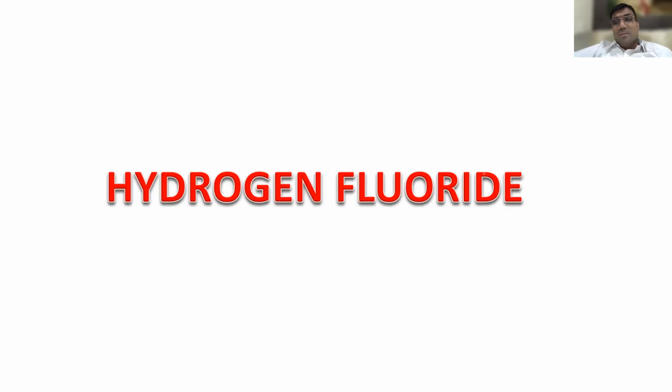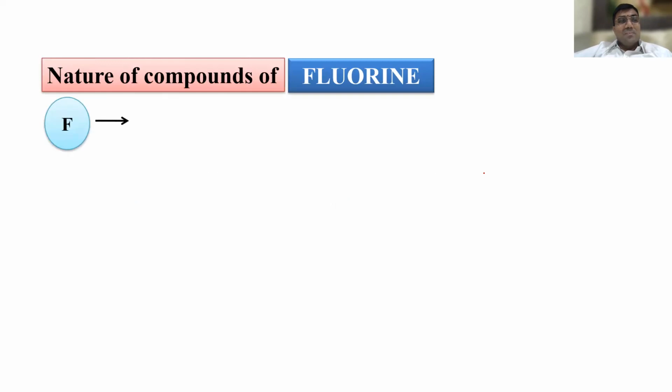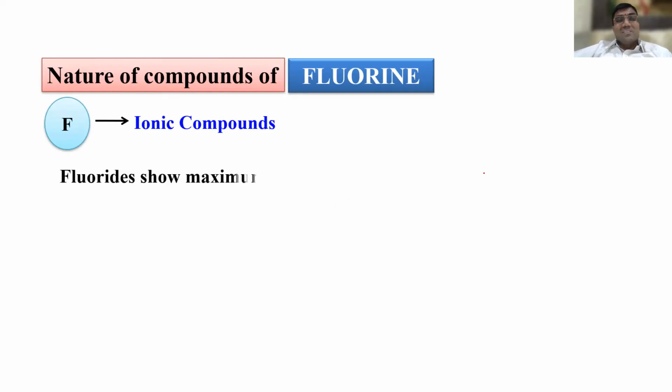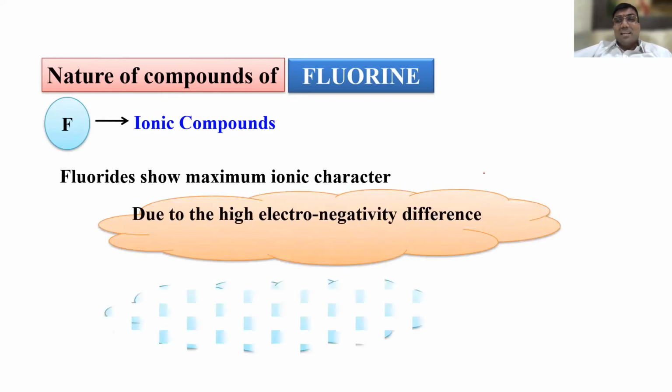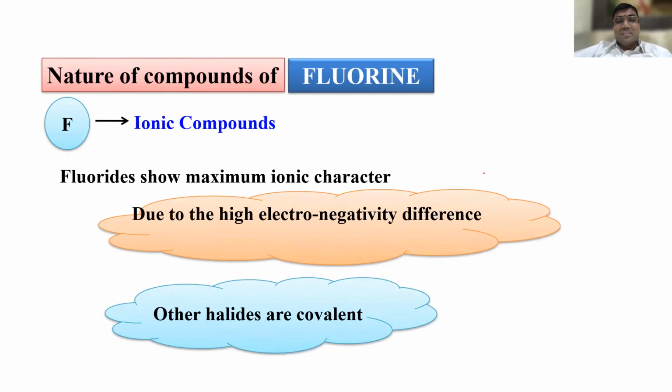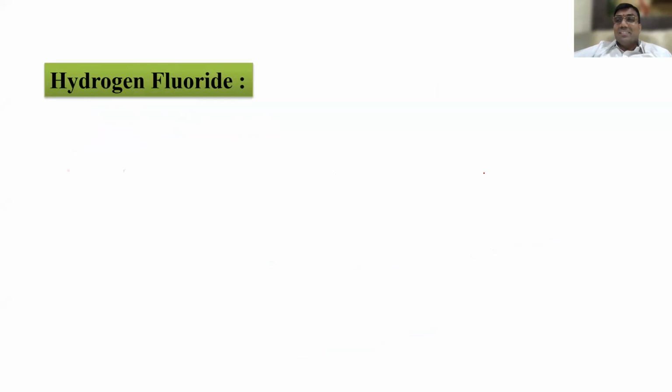Now let us understand one compound, hydrogen fluoride. It exists as a dimer because of hydrogen bonding. It has a high boiling point. It is also a liquid; others are gases, as you studied in the earlier session. Fluorine forms mostly ionic compounds. What are the favorable conditions for ionic bond formation? Low IP and high electronegativity difference. Other halides are covalent because the electronegativity difference is less.